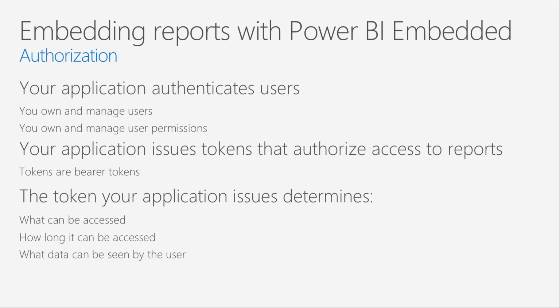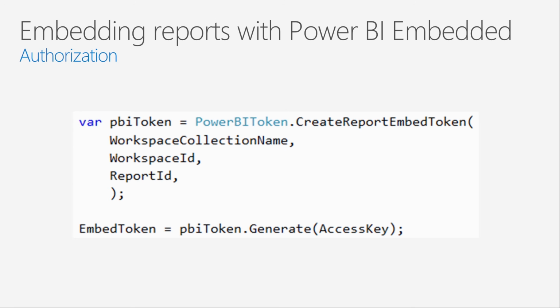From an app point of view, it is your application that is responsible for the user authentication. Your app will already be doing this, no doubt. So you continue to manage your users and their permissions. And your app will then issue tokens that authorize access to reports. And it is the token that determines what can be accessed, for how long, and what permissions for data they will have. Okay, so we need to stress this. It's very different to the Power BI service. You've signed in and you have access to resources. Your app is now responsible for the authentication, and it's likely to have its own identity store of users and roles.